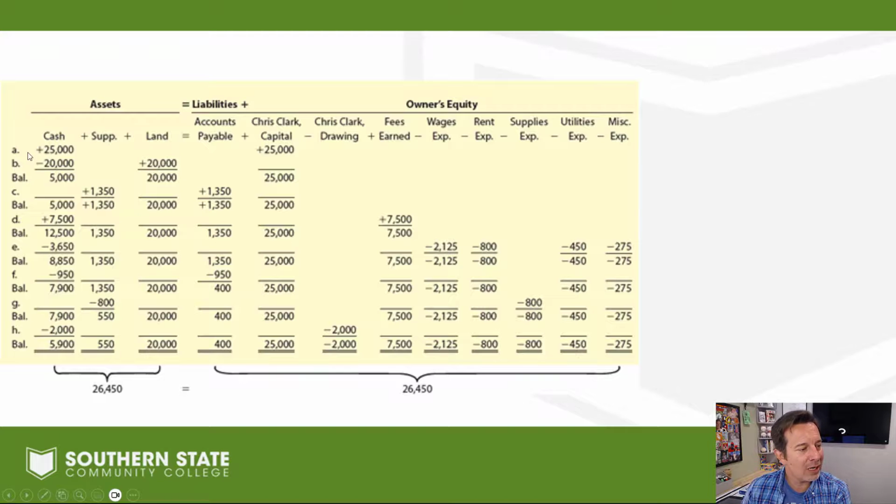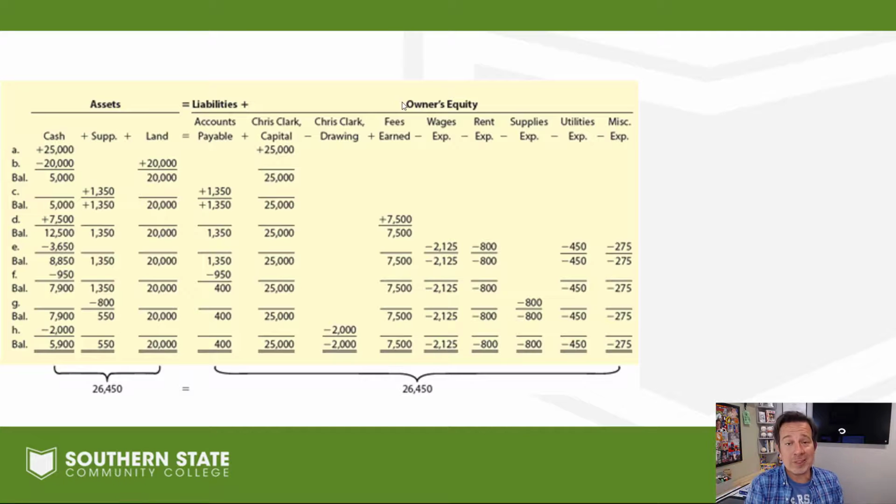You can see all the transactions, A through H right there. I kind of lumped all the expenses up into one number, but you can see the expenses broken out here: wages, rent, supplies, utilities, miscellaneous. You can also see the drawing account right there under equity, all in one place.